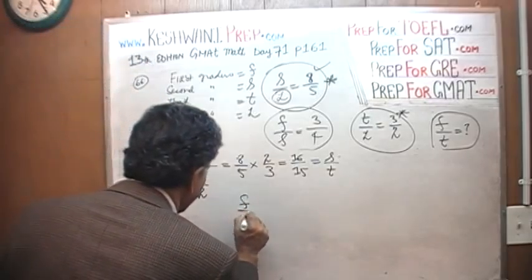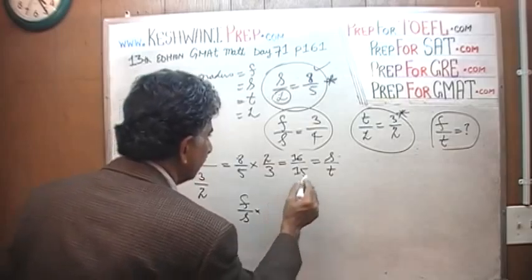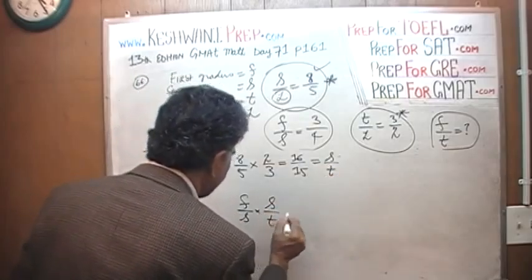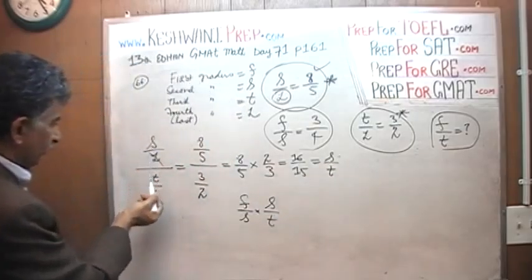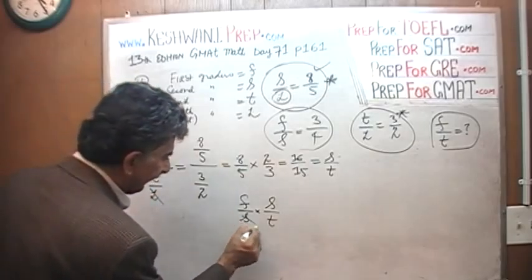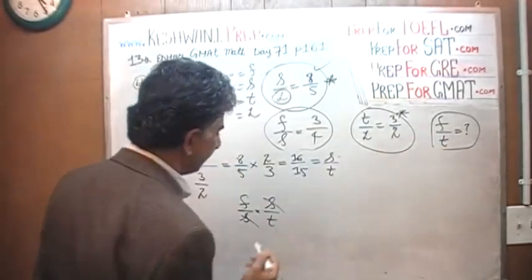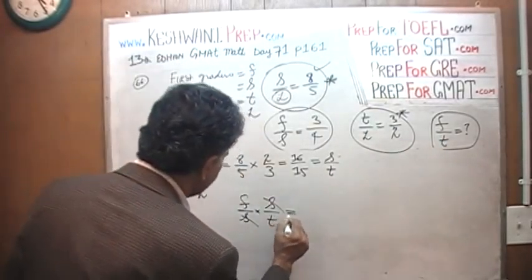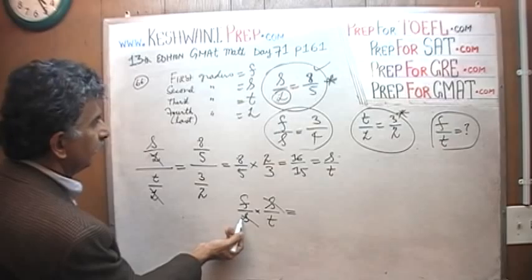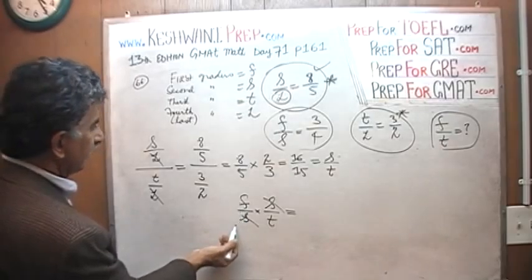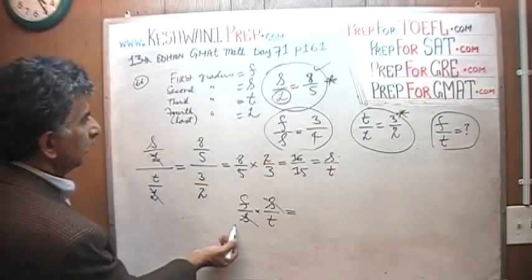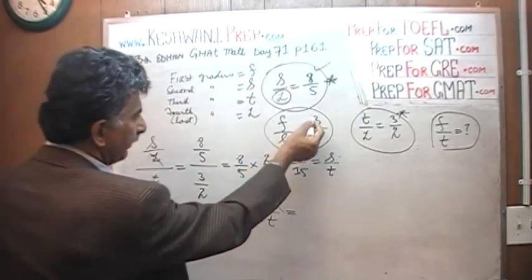F over S times the S over T that we just found. If we multiply it, S will cancel out, and we will be left with F and T, which is exactly what we need here. So let's do that. F over S, the first grader to second grader. Right here, first grader to second grader is 3 to 4.